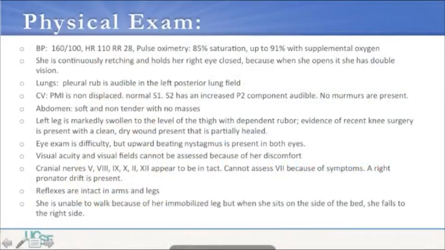So on physical, her blood pressure is slightly elevated, heart rate slightly elevated, and her respiratory rate is elevated as well. Interesting, her pulse oximetry is down to 85%, so pretty dramatic drop compared to what she had been right before this episode occurred in the hospital. She is incredibly uncomfortable, continuously vomiting, and she's holding her right eye closed because she said when she opens it, she has double vision. In her lung exam, we hear a pleural rub in the left posterior lung field.